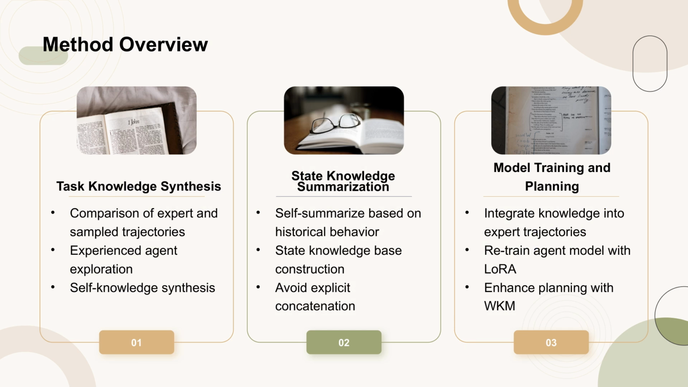The method involves synthesizing task knowledge by comparing expert and sample trajectories. This process includes experienced agent exploration to improve the quality of rejected trajectories and self-knowledge synthesis. State knowledge is summarized based on historical behavior and stored in a state knowledge base to avoid confusion. The models are trained by integrating generated knowledge into expert trajectories and retraining the agent model with LoRA. At inference, the agent model plans with the aid of the world knowledge model, enhancing planning with global task knowledge and local state constraints.